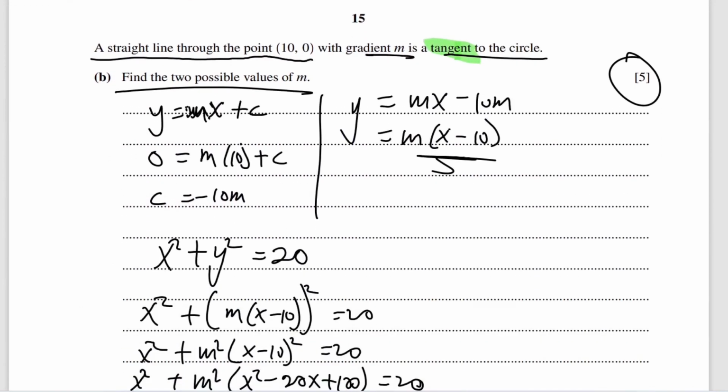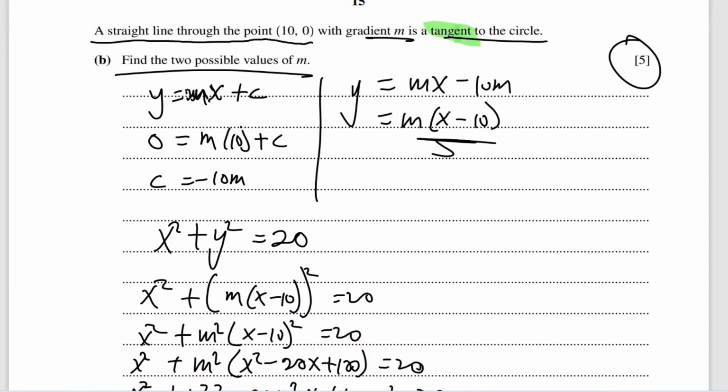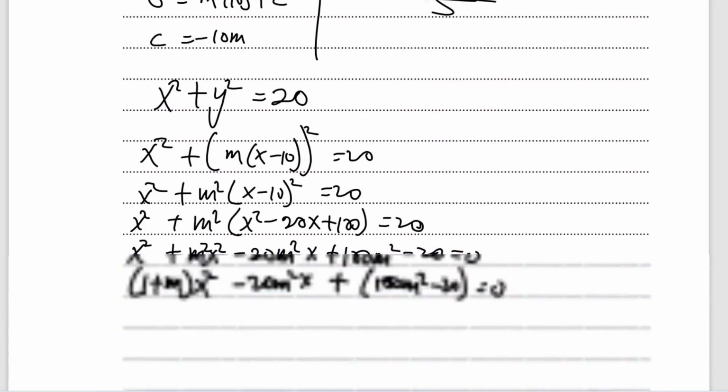You can also use differentiation to solve this same question, but then we are doing quadratics, so I don't want to branch into that. If you want to use differentiation to do it, then you should understand that the gradient of the circle will be equal to the gradient of the line, which is m. You equate them and you solve. You should be fine.